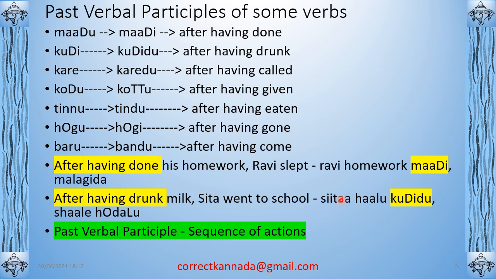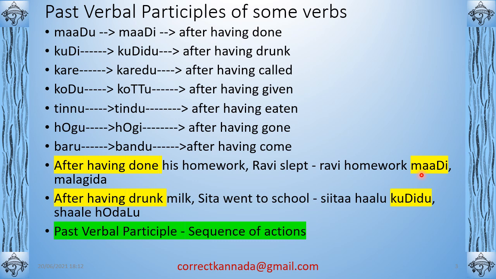in your mother tongue you will use it very commonly, but in a language like Kannada, which you are learning as a non-Kannadiga, you need to learn this properly, right? This is the concept of sequencing actions. When you have two actions, one happening before the other, the first action has to be put in the past verbal participle. The second action you put in whatever tense it is. Here it is hodalu, past tense. Malagida, past tense. You put the corresponding tense according to the context, but the first verb has to be in the past verbal participle. Past verbal participle is used to sequence actions.